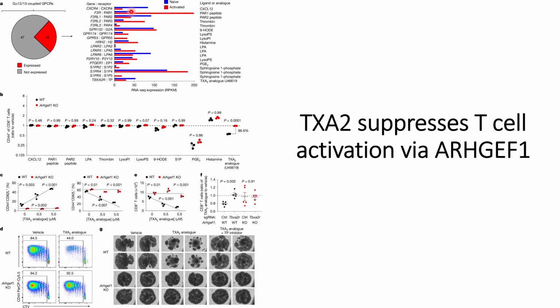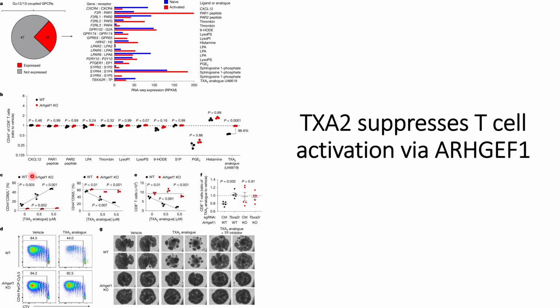We can see that the level of expression is not uniform for naive and activated T cells. So they wanted to check the corresponding ligands and their analogs, and their impact on activated T cells in wild type and ARHGEF1 knockdown. Most of the ligands do not show any significant changes except TXA2, where the changes are statistically significant. That is, activated T cells go down for the wild type, but for the ARHGEF1 knockdown it does not have any impact.